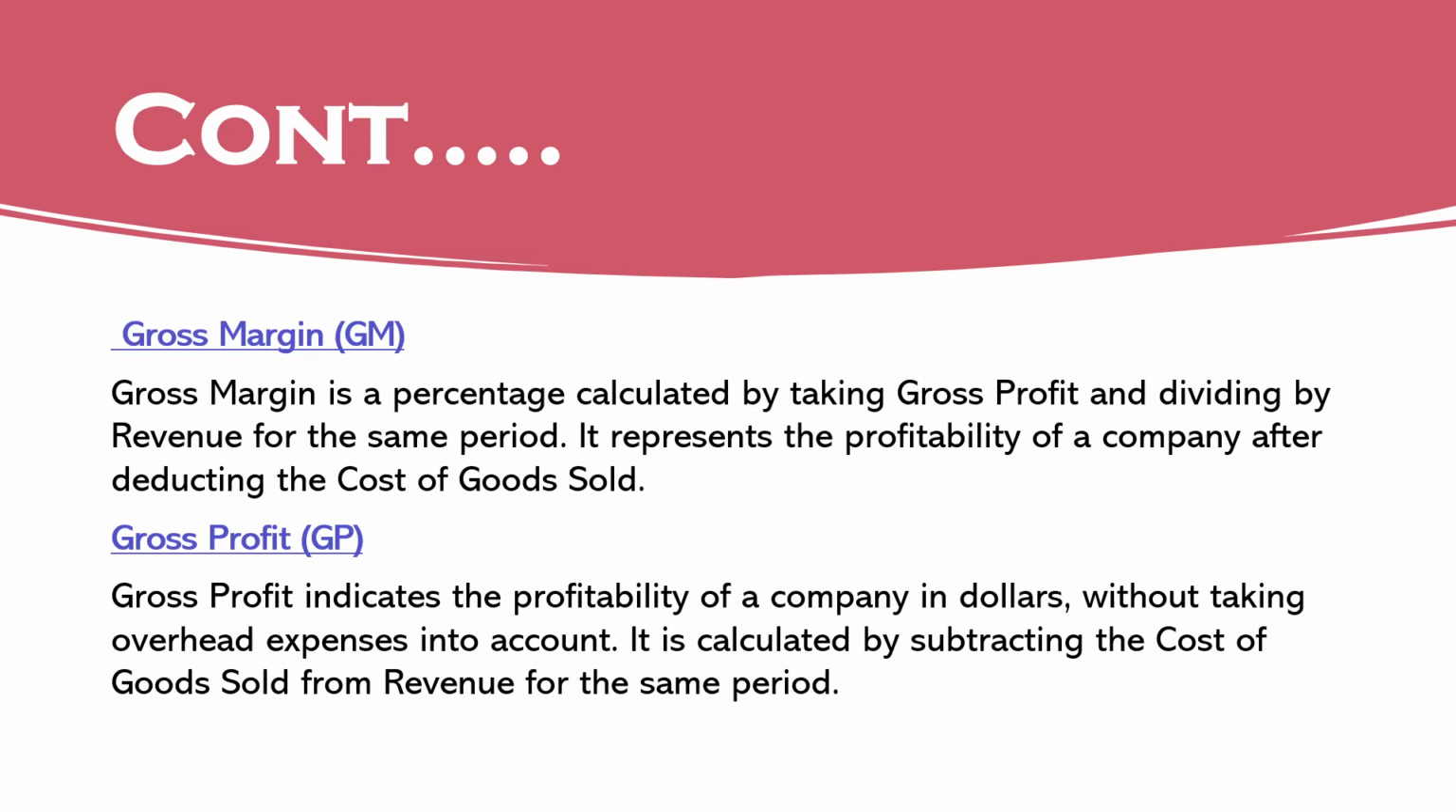It represents the profitability of a company after deducting the cost of goods sold. Now let's see what is gross profit. Gross profit indicates the profitability of a company in dollars or rupees without taking overhead expenses into account. It is calculated by subtracting the cost of goods sold from revenue over the same period.